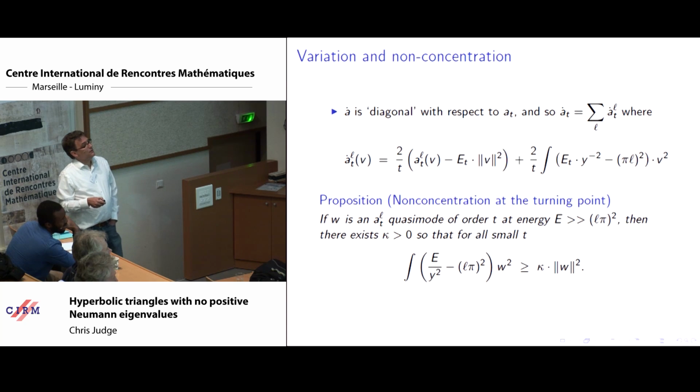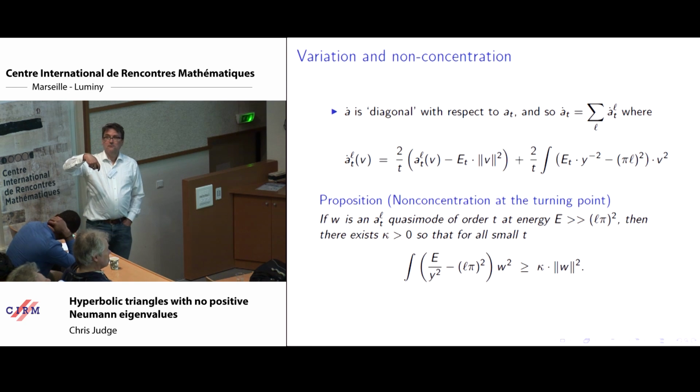Okay, but that's good because that tells us that this is relatively big, this is small, and so A dot has to be big, which means the eigenvalue is going to have to drive down.